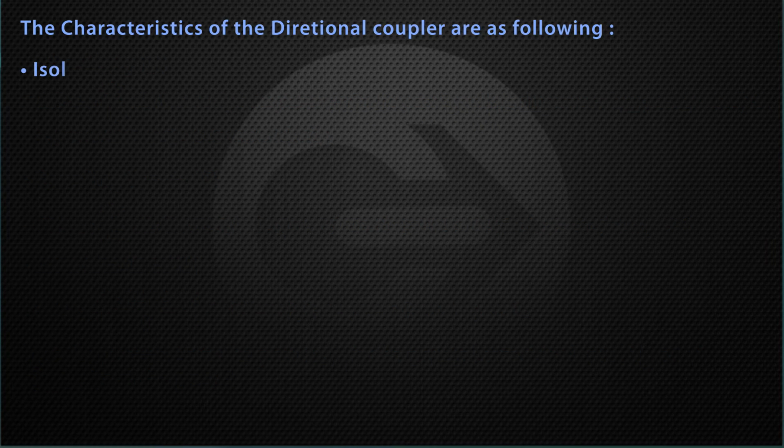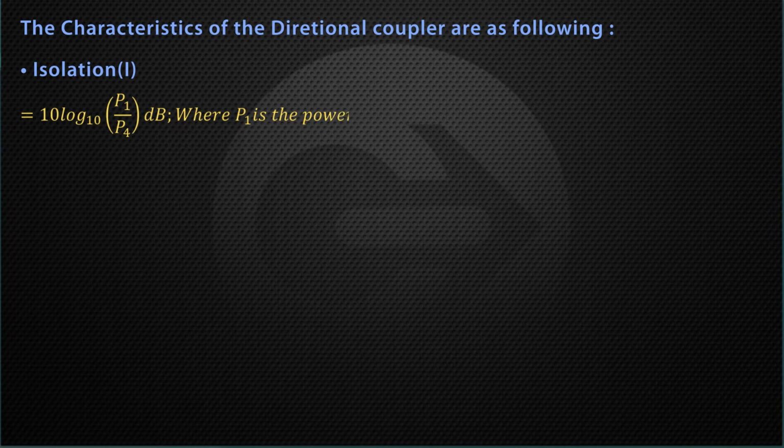The last is isolation, which is equal to 10 log base 10 P1 by P4 dB. P1 is the power from port 1 and P4 is the power from port 4.